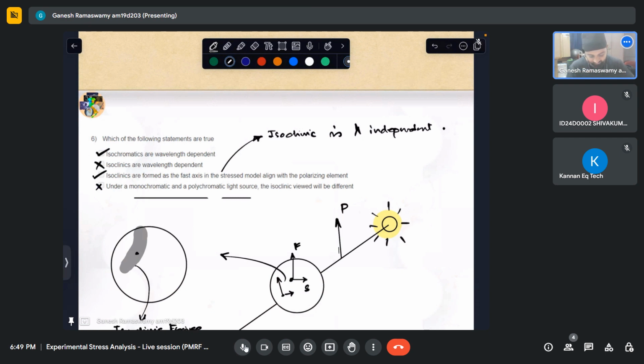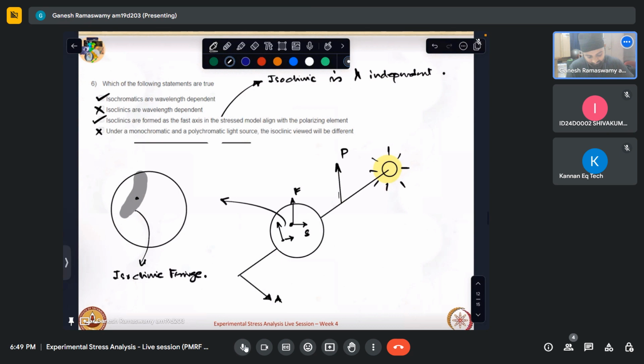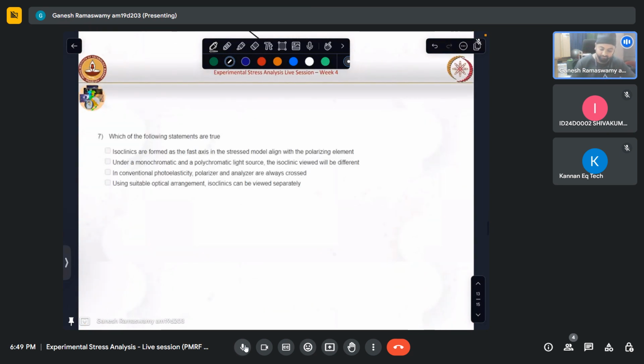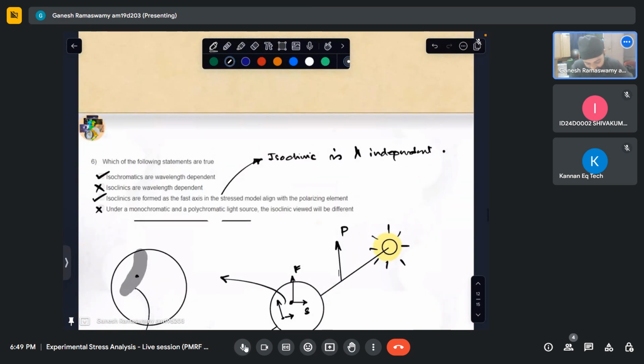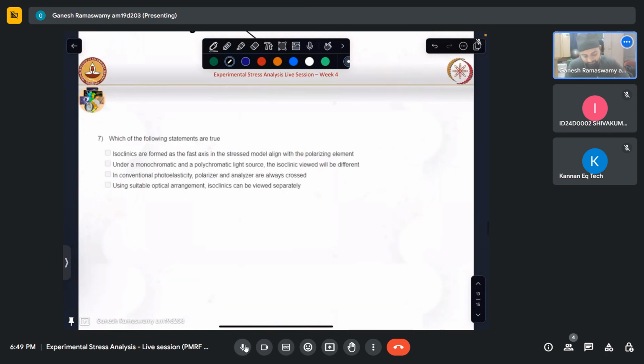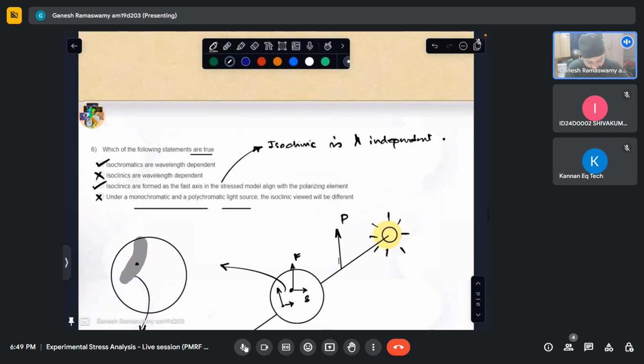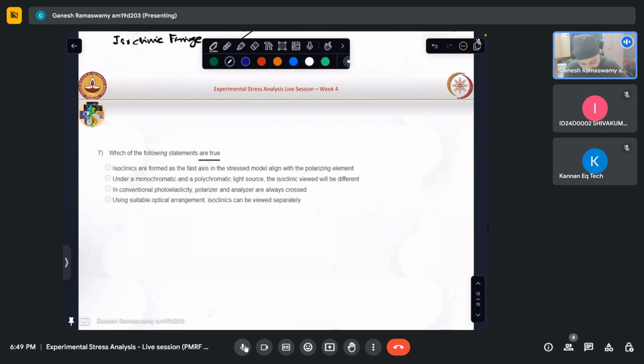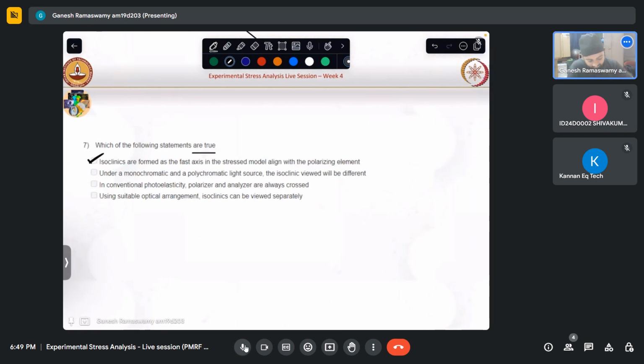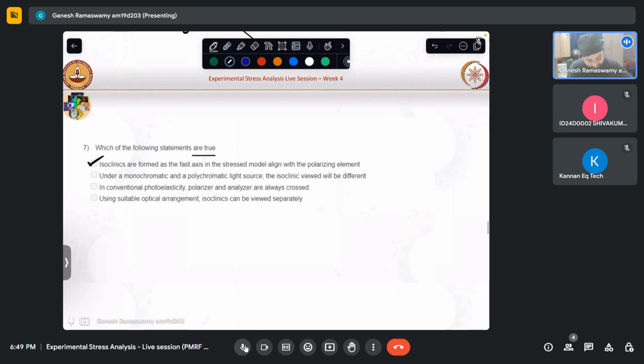Okay, so let us look at the next question. Which of the following, yeah, we had to select the true ones. That's fine. Which of the following statements are true? Isoclinics are formed when the fast axis in the stress model aligns with the polarizing element. This option seems to be the same, a repeated one. So we know that that is right. Under a monochromatic light source, again, this option is also repeated.